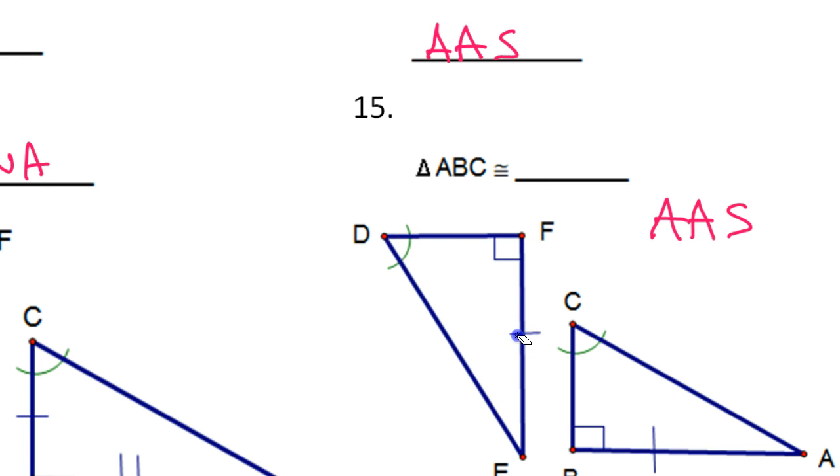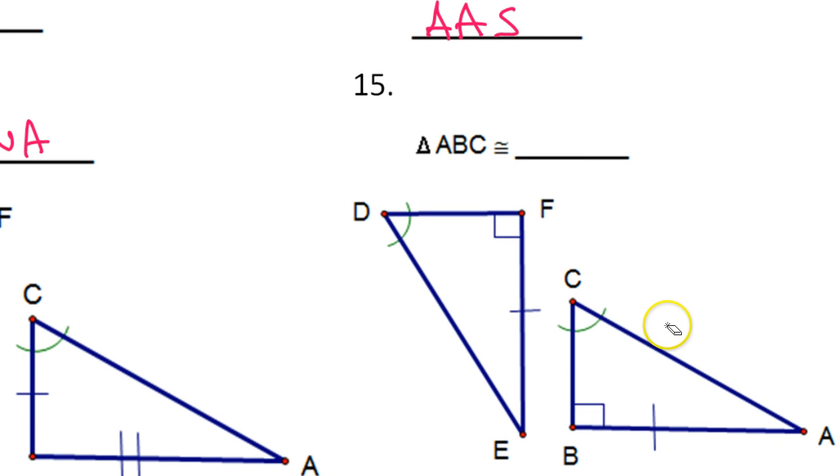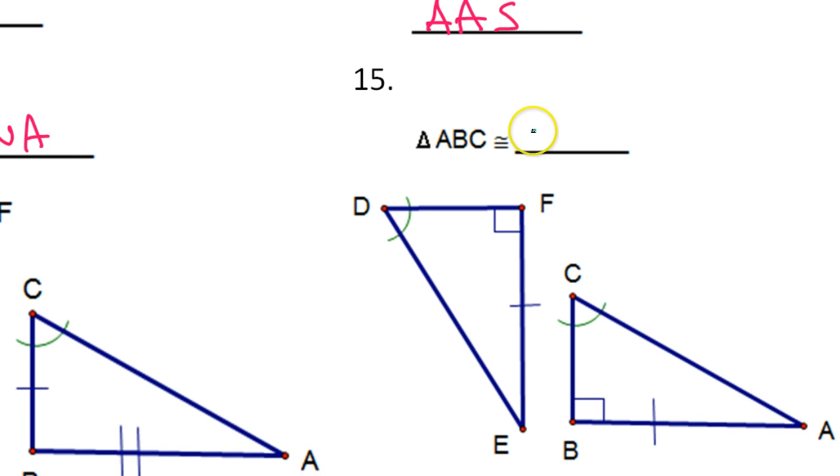Now the congruency statement is, alright, we have triangle ABC. A is the hypotenuse and the single, so that's E. B is the 90-degree angle, so that's F. So now we've done E and F, so that leaves D.